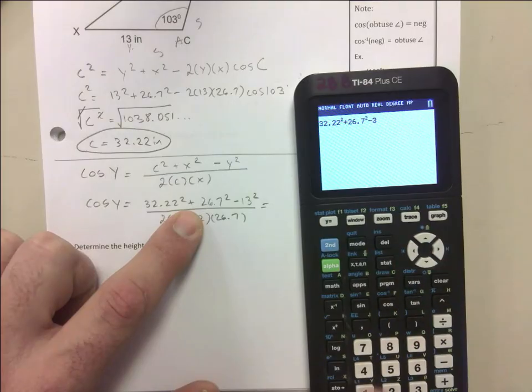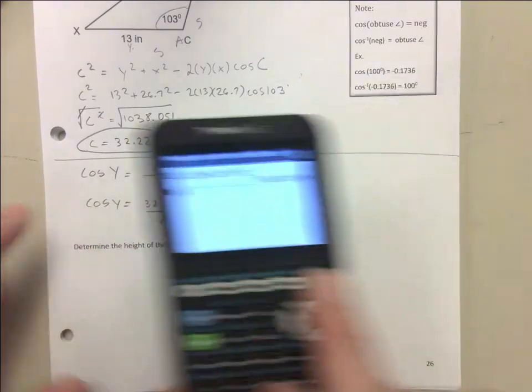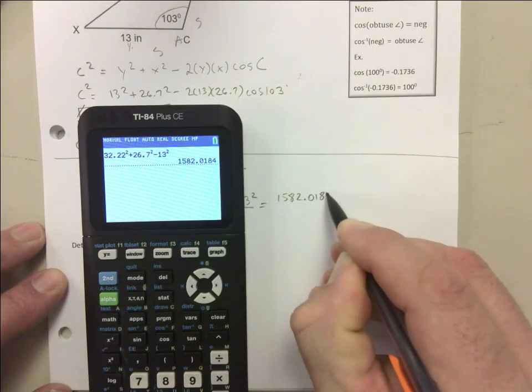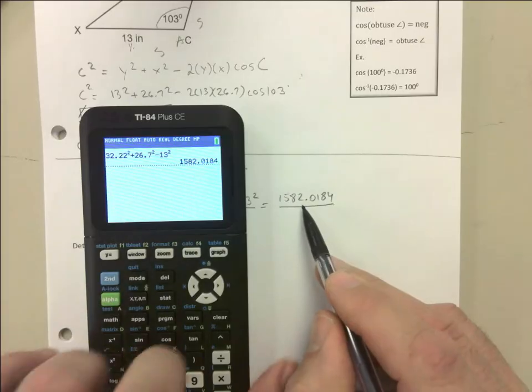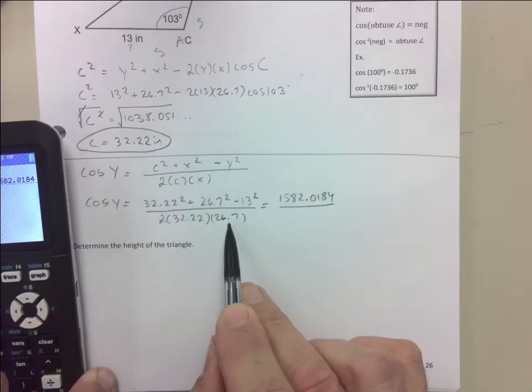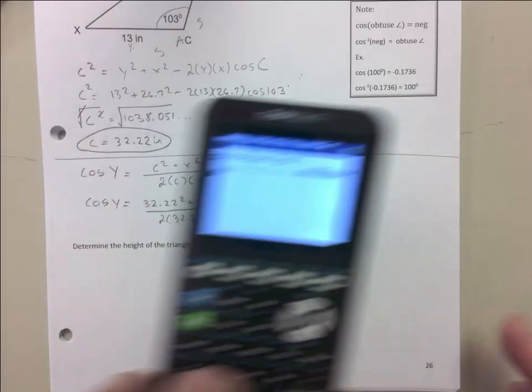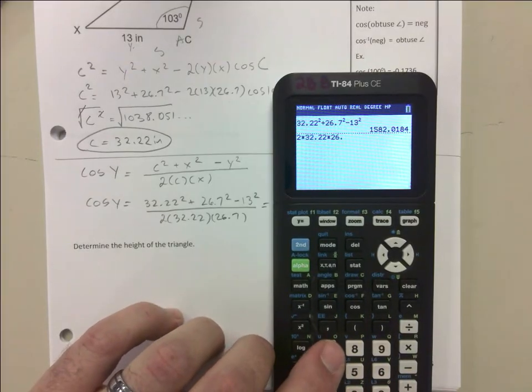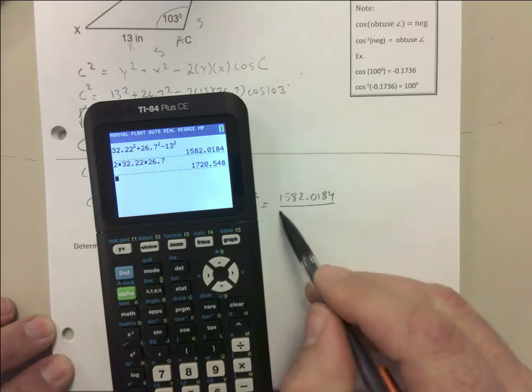You've got to make sure you do the top separately. I know some of you just like to type in the whole thing in one shot. But this is what I get in my numerator. And then I go 2 times this times that, right? I multiply this out. 2 times 32.22 times 26.7. I get that in the denominator.